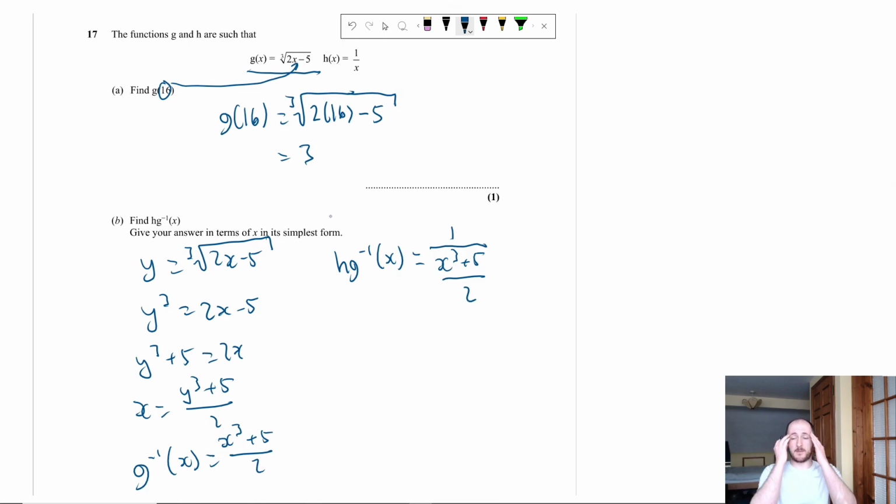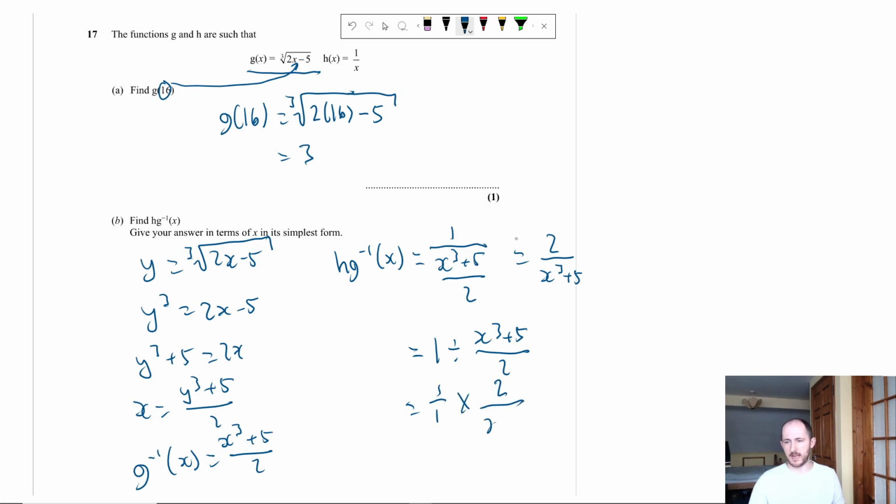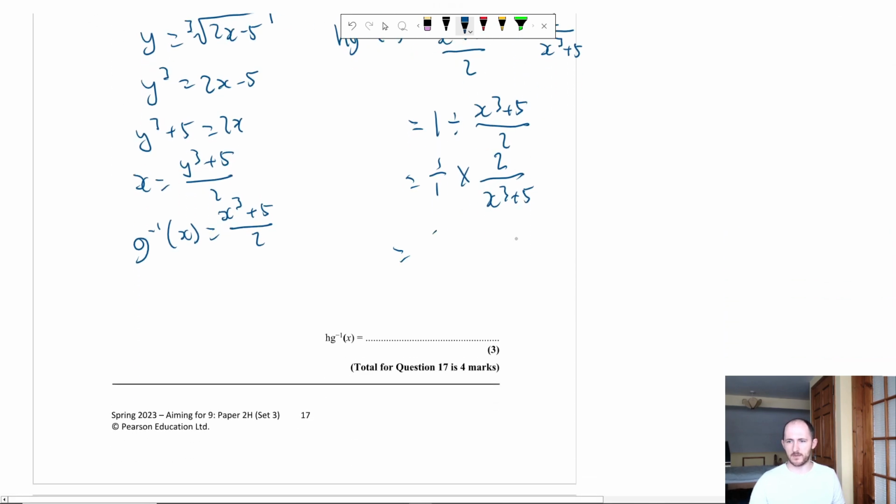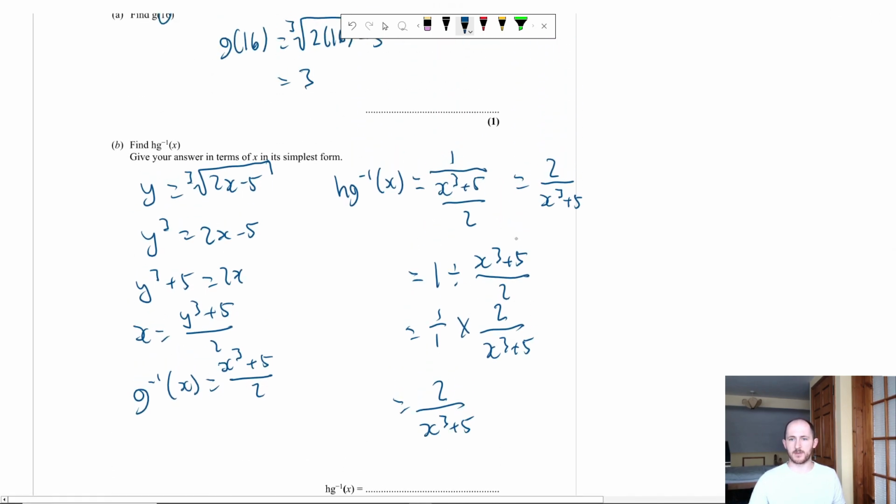Now, for those of you that might be a bit more in depth, all it does is actually just flip the fraction. That's just taking the reciprocal. For those of you that aren't aware, this would just be 1 divided by x cubed plus 5 over 2. Keep flip change: you keep the first fraction the same, so that's just 1 over 1. Change it to a times and make that 2 over x cubed plus 5. And when you multiply that, you will get 2 over x cubed plus 5. So either way you want to look at that, you get 2 over x cubed plus 5.